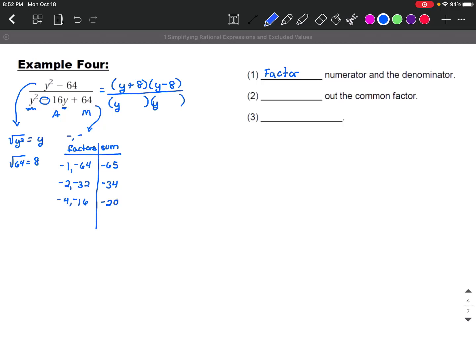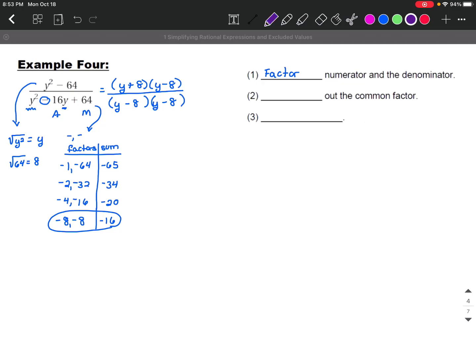Still not what I want. 5 does not go into 64 evenly. 6 does not go into 64 evenly. 7 does not go into 64 evenly, but 8 goes into 64 8 times, and we make them both negative. So negative 8 plus negative 8 is negative 16. There's my magic pair. So we're going to put a minus 8 and a minus 8.